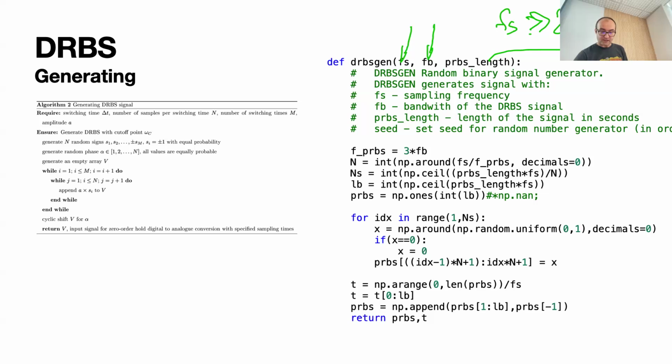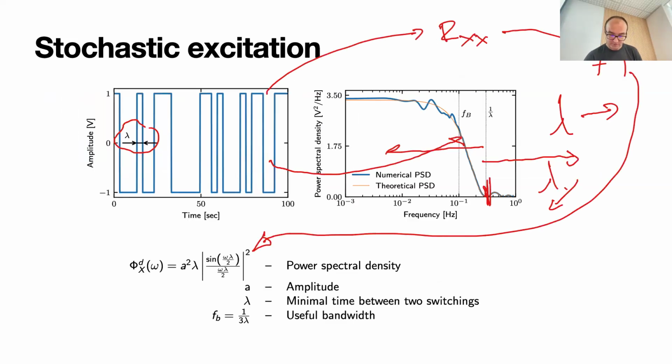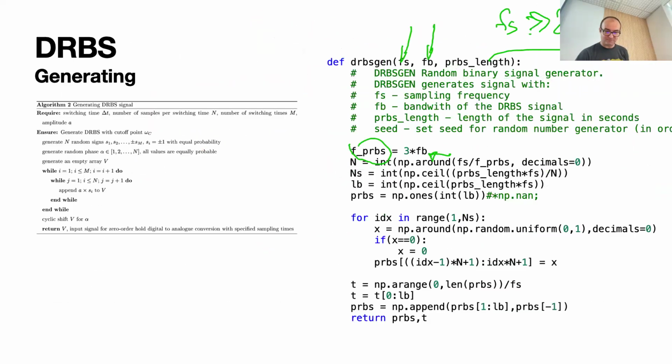We say the actual bandwidth of the PRBS is 3 times this. Where does this come from? It comes from here. Okay, I cannot remove this. So it comes from here that this is the bandwidth that we desire, but the parameter is actually here, and it is 3 times the bandwidth. It's from the derivation of the PRBS signal. You have to trust me on this one. You can check the derivation. And that is why we have this multiplication times 3.